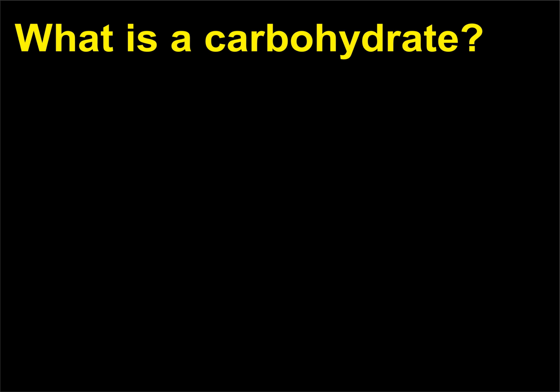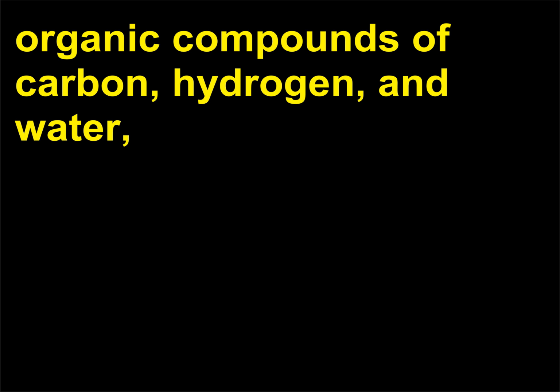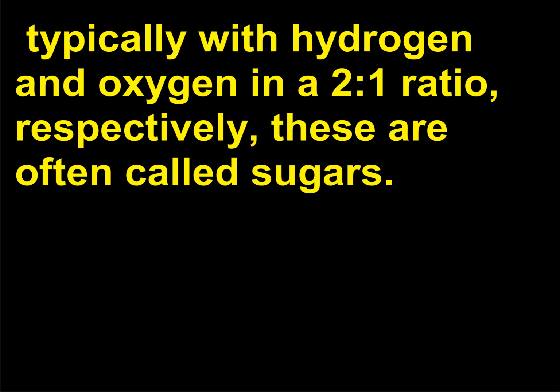What is a carbohydrate? Organic compounds of carbon, hydrogen, and oxygen, typically with hydrogen and oxygen in a 2:1 ratio, respectively. These are often called sugars.